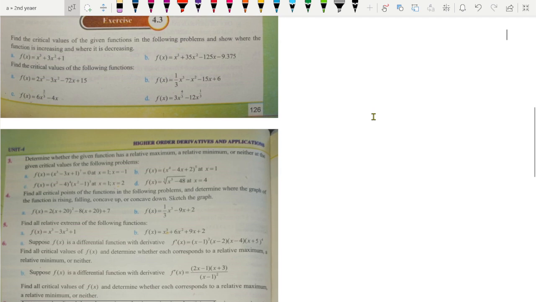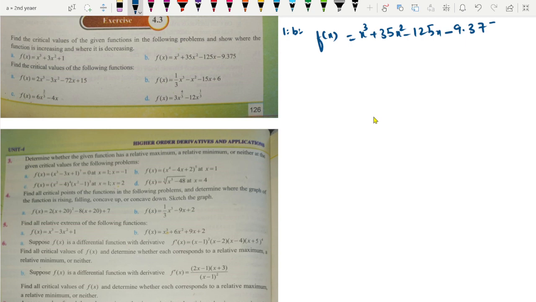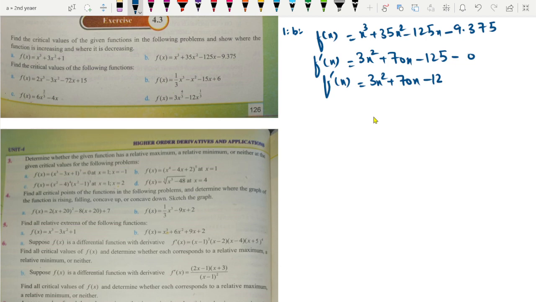So first question, part second, question 1 part B: f of x is equal to x cube plus 35x square minus 125x minus 9.375. First of all, we will take the derivative of this function. The derivative is 3x square plus 70x minus 125 plus minus 0. So f prime of x is equal to 3x square plus 70x minus 125.